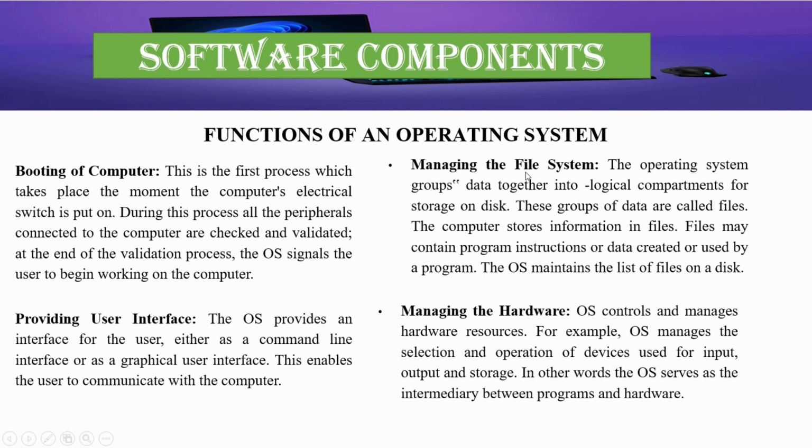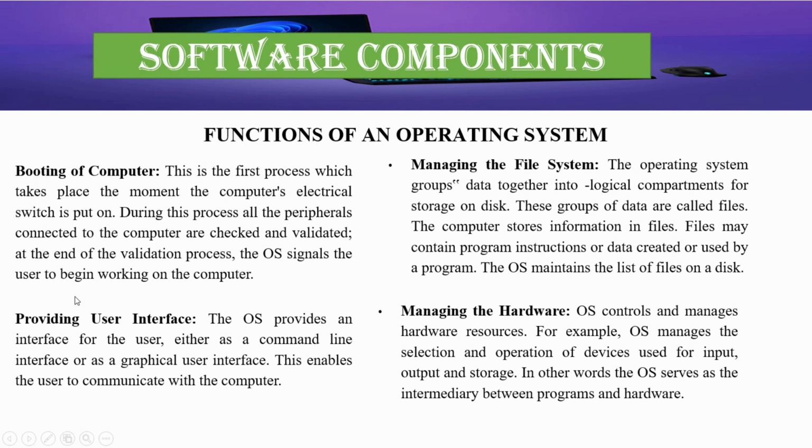Then number two, managing the file system. The operating system groups data together in logical compartments for storage on disks. This group of data are called files. The computer stores information in files. Files may contain program instructions, or data created or used by a program. The OS maintains the list of files on a disk.